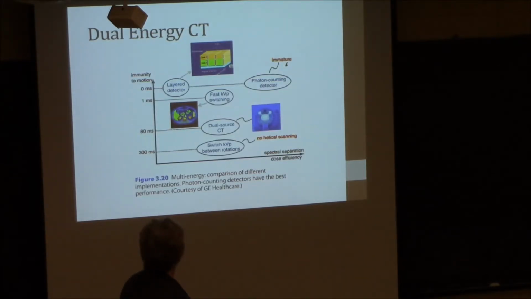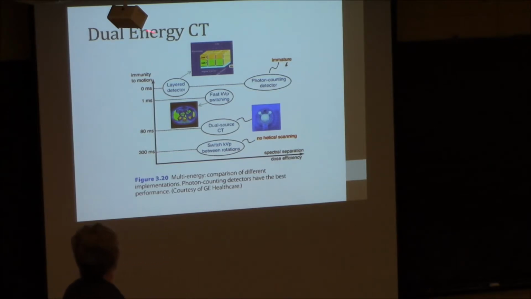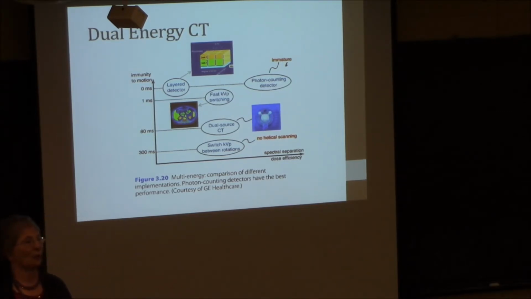Actually, I only wanted to show you, because there are 2 ways of doing it. One is to have 2 opposing tubes. One tube would be at one energy, the other would be at the other energy, and they rotate around together. Then you just need a set of detectors, one of which is more sensitive to the lower energy and one of which is more sensitive to the higher energy. The other thing you can do is with one tube, quickly switch between energies as you go around.